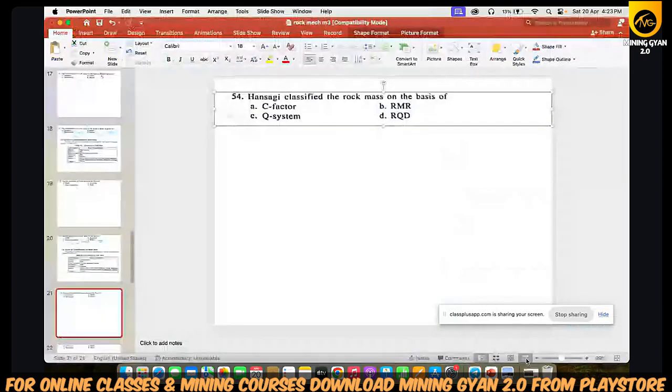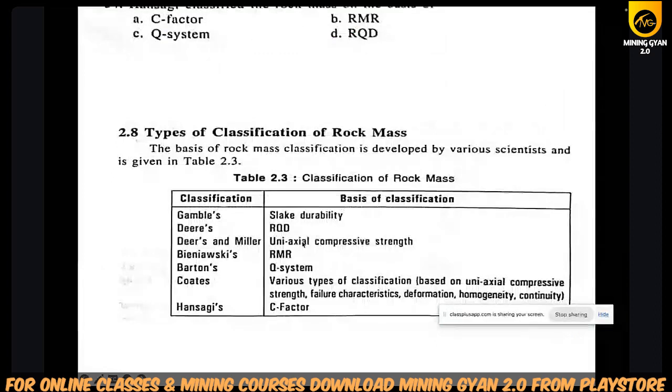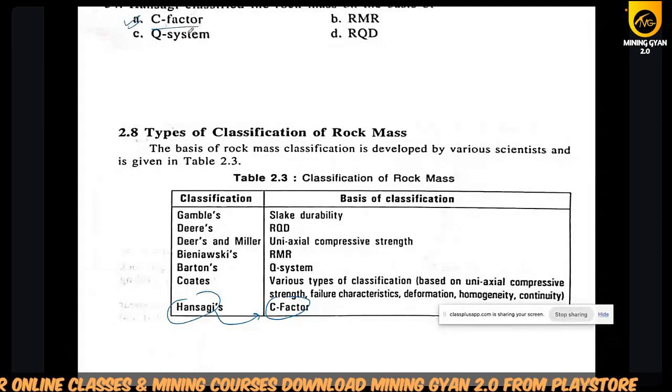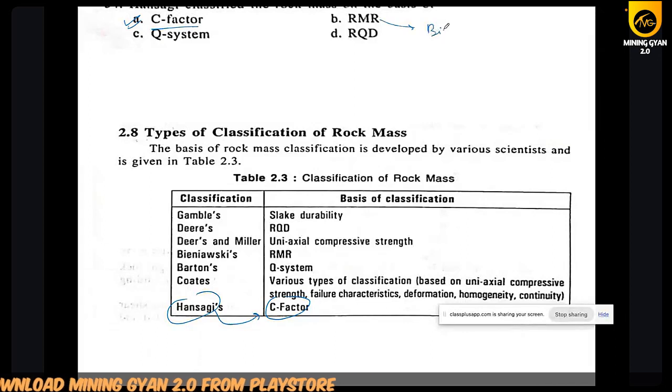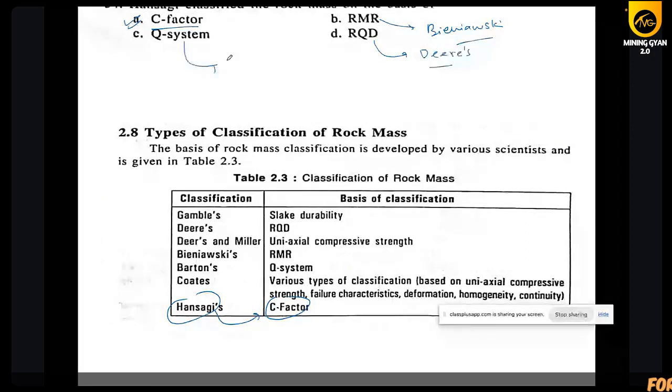Hensengi classification, the rock mass on the basis of... Hensengi classification is the C factor. That means option A. I told you, whenever you see this type of question, you should not stop. You have to revise. RMR is given by Bieniawski. RQD is given by Deere. And the Q system is given by Barton. So this way your revision will be fast and it will help you.